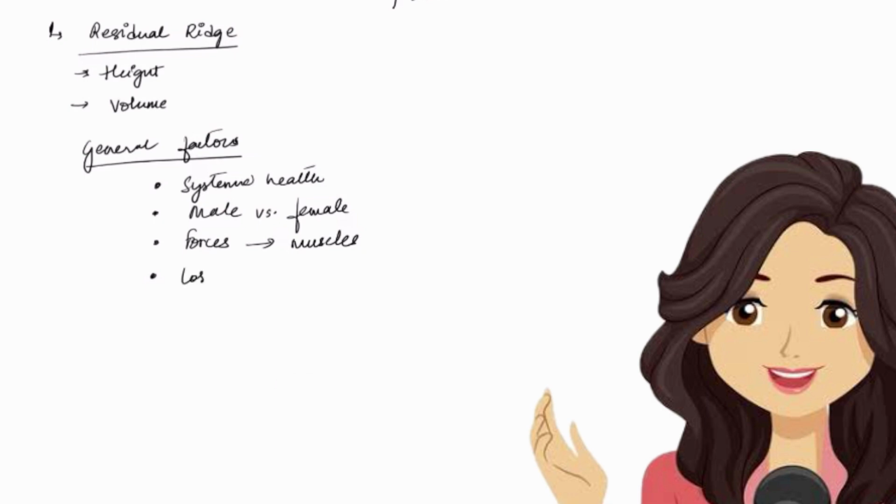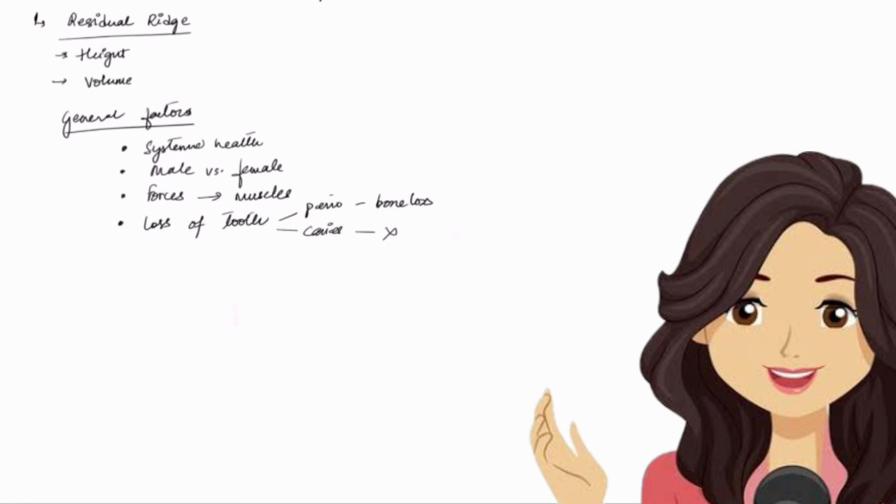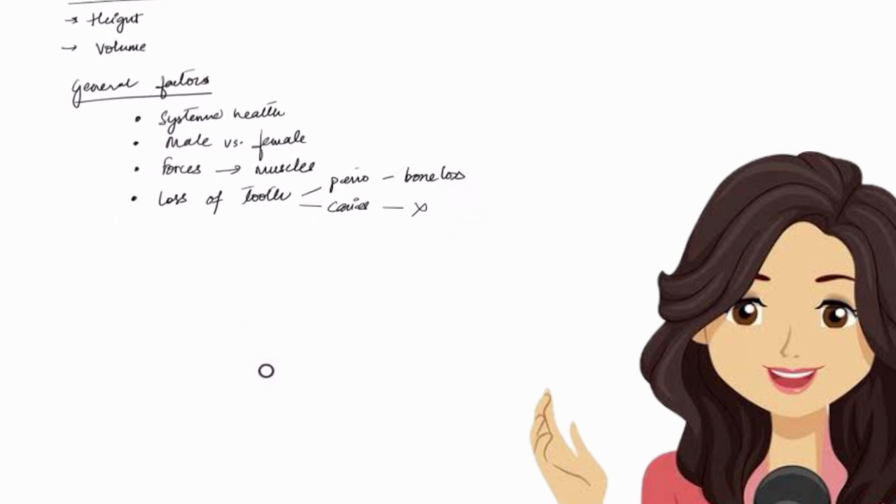Right? Then loss of tooth. If the loss of tooth was because of periodontal reasons, then you will have a bone loss, and so the volume and the height of the ridge will be less. But if it is because of caries, then there is actually no bone loss or much bone loss that we will see. So you'll get a good amount of socket fill over there and a good height of your residual alveolar ridge. Right? And tooth size.